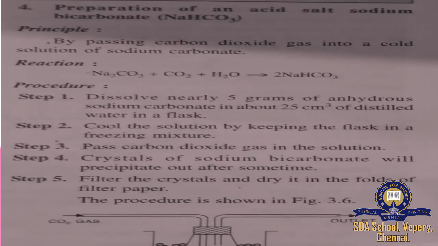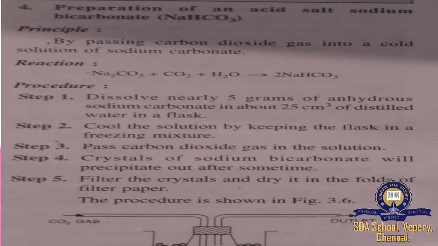Preparation of an acid salt, sodium bicarbonate, NaHCO3. The principle is by passing carbon dioxide gas into a cold solution of sodium carbonate. When the solution is cold, we need to pass carbon dioxide gas into it. The reaction is: sodium carbonate reacts with carbon dioxide gas and water. We get the product sodium bicarbonate. It is an acid salt.